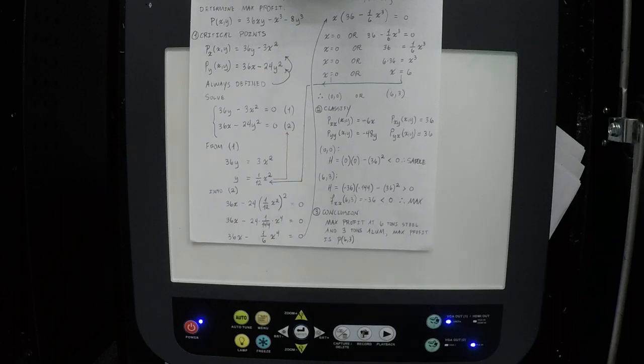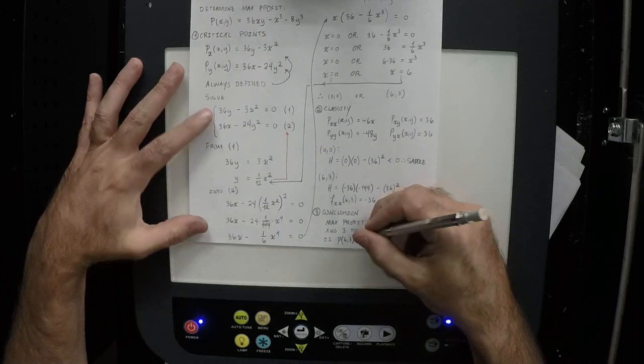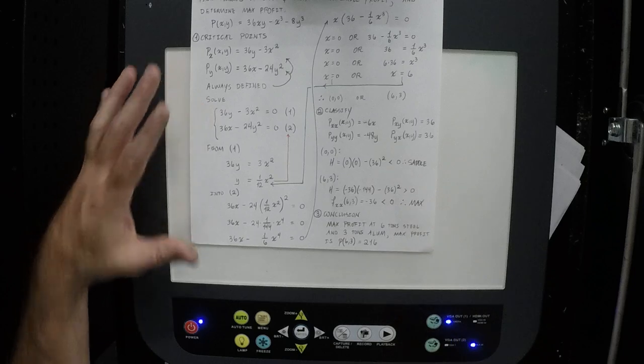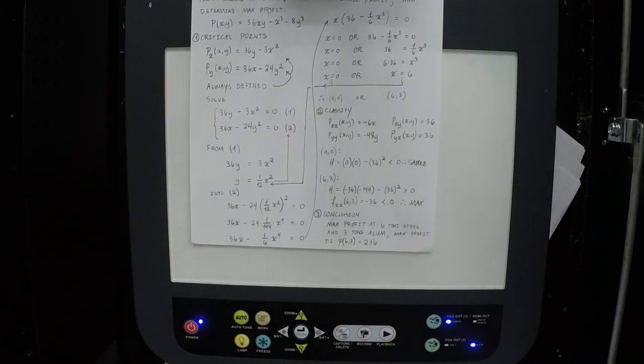36 times 6 times 3 minus 6 cubed minus 8 times 3 cubed. 216. So what does that mean about the profit? What is the profit then? 216,000.